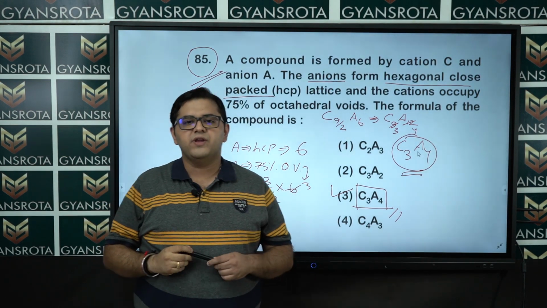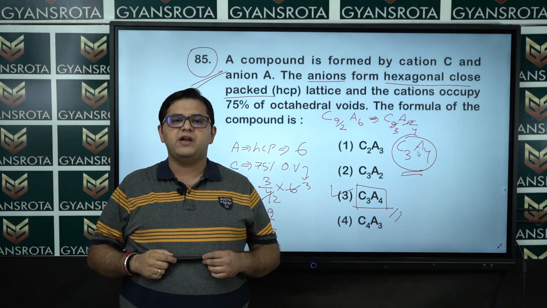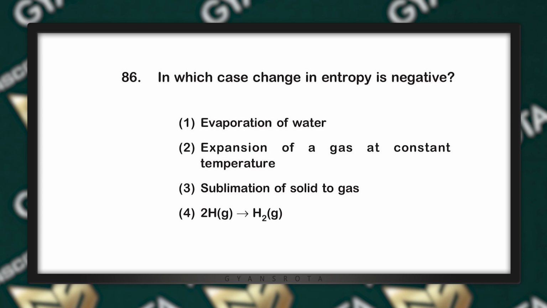So, now we are moving to the next question, that is question number 86. So, question number 86 is on the screen. In which cases is the change in entropy negative? So, directly we move on to the solution part.